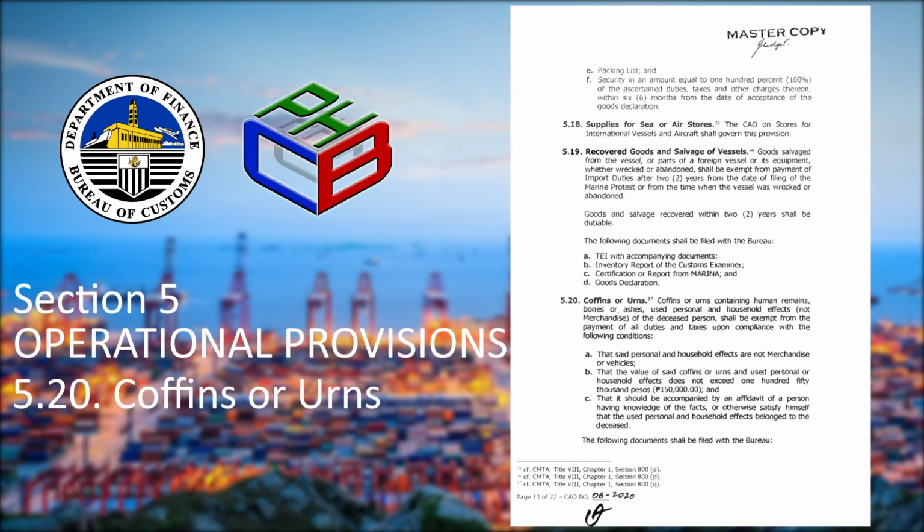5.20. Coffins or urns. Coffins or urns containing human remains, bones, or ashes, and used personal and household effects, not merchandise, of the deceased person, shall be exempt from the payment of all duties and taxes upon compliance with the following conditions. A. That said personal and household effects are not merchandise or vehicles. B. That the value of said coffins or urns and used personal or household effects does not exceed 150,000 pesos, and C. That it should be accompanied by an affidavit of a person having knowledge of the facts, or otherwise satisfy himself that the used personal and household effects belong to the deceased.